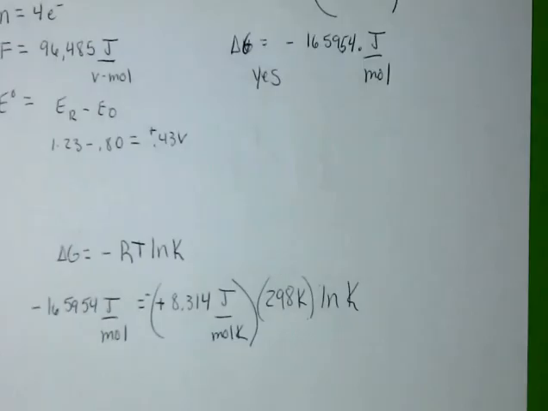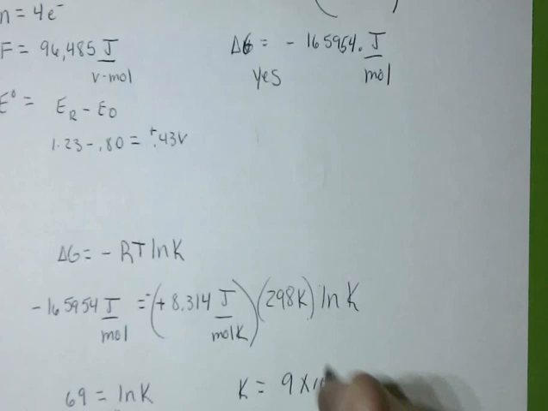Now all I have to do is solve for the equilibrium constant. When you do the algebra, you end up dividing two negative terms by each other, so you end up with a positive value. You should end up with 69 equals the natural log of K. To undo the natural log, you raise e to the x on both sides. When you solve it, K is going to be equal to 9 times 10 to the 29th.